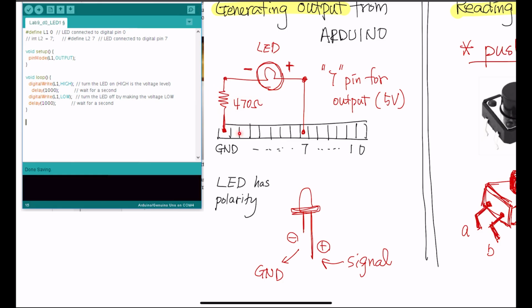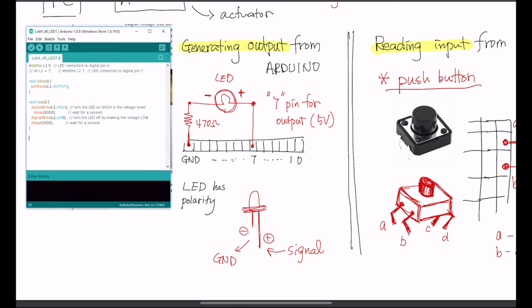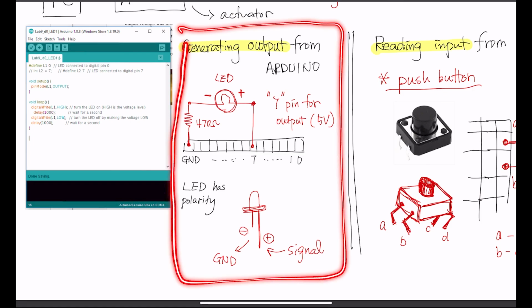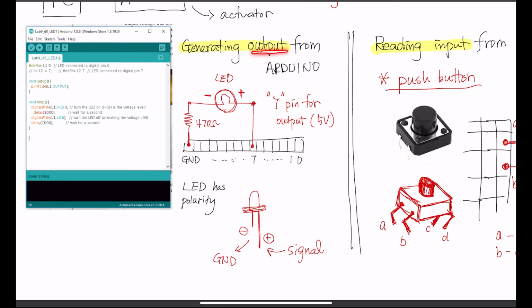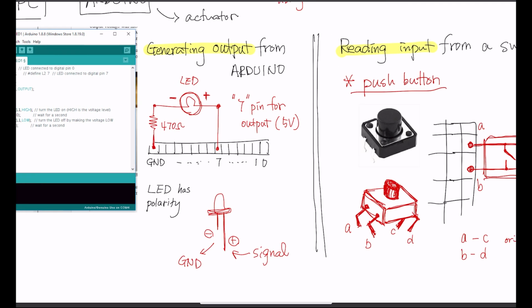And by the way, all the input and output voltages generated by these pins are 5 volt. Okay, so this part is about how some output is generated by Arduino. There's a 5 volt output coming out for 1 second, and then it stops for 1 second, and then again 5 volt coming out. So this LED turns on and off and on and off, etc.